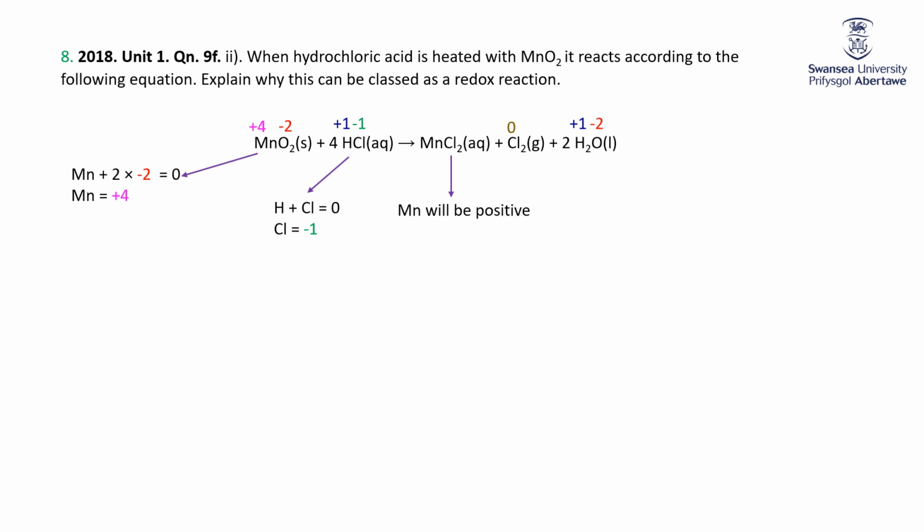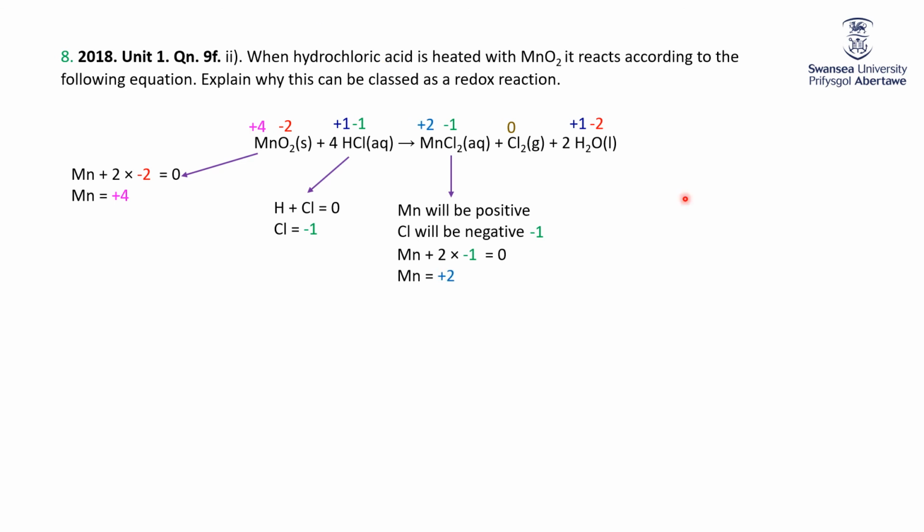Now we're left with MnCl2. Let's pull that out. The manganese is more electropositive, or it's the metal, so it'll be positive. The chlorine will be negative. It's the more electronegative of the two atoms. Chlorine wants to be minus 1, unless there's anything stopping it, which there is not. So that's minus 1, so the manganese must be plus 2.